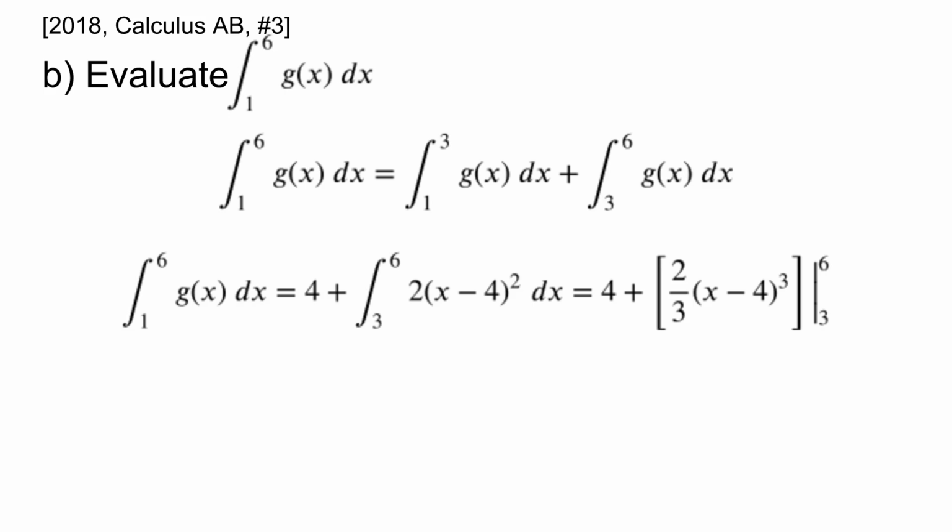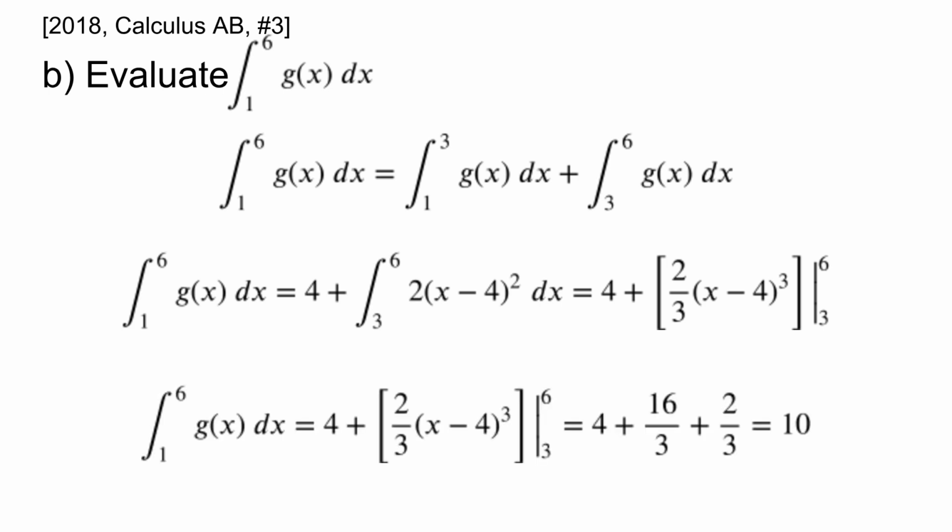The integral from 1 to 6 of g of x dx is 4 plus the integral from 3 to 6 of 2 times x minus 4 squared dx, which is going to be 4 plus 2/3 of x minus 4 cubed evaluated between 6 and 3. So the integral from 1 to 6 of g of x dx is 4 plus 16/3 plus 2/3, which turns out to be exactly 10.